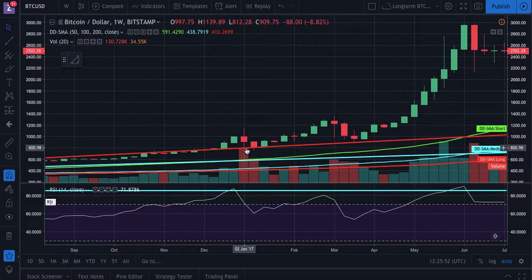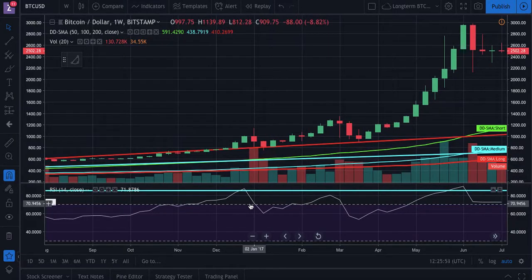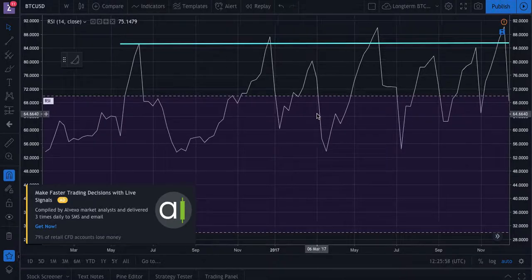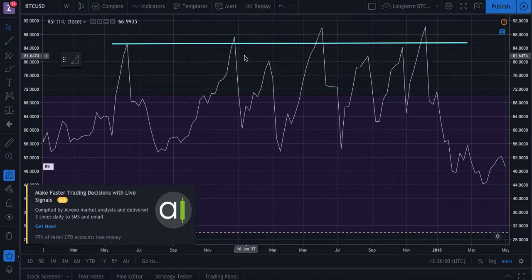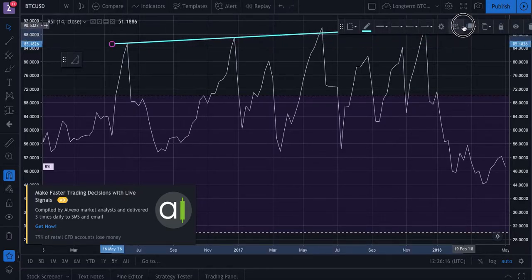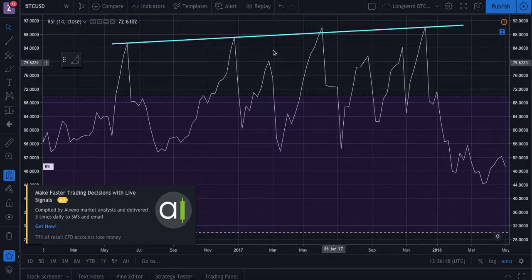And always on the RSI, we have to adjust the trend line accordingly. So if we sold here, it doesn't matter, we can sell here, it doesn't matter, we're still gonna profit. But always adjust the trend line. So the trend line goes something like this now. All right, there we go.